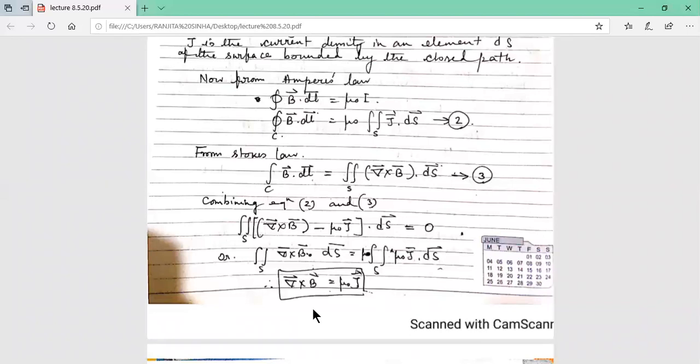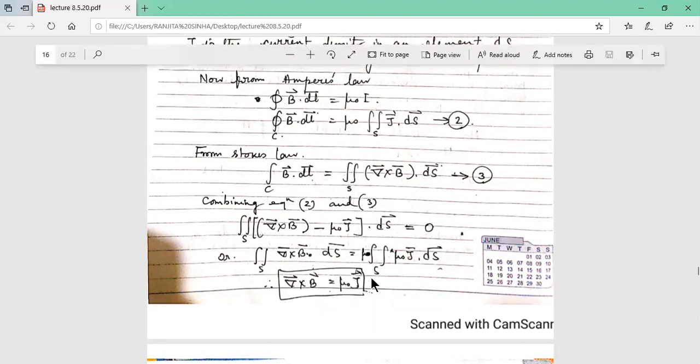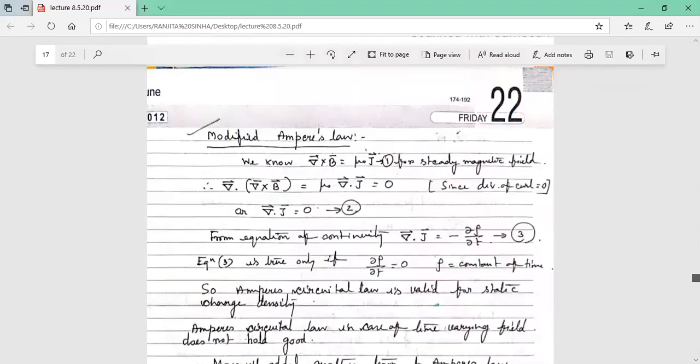So in Ampere's circuital law, there are two forms, integral form and differential form. Integral form is integration of B dot dl equal to mu 0 I, and differential form is curl of B equal to mu 0 J. So this is the differential form of Ampere's circuital law. Now we come to the modified Ampere's law.